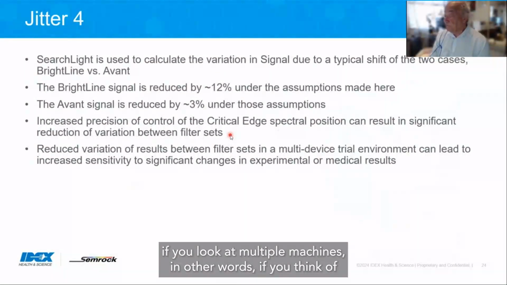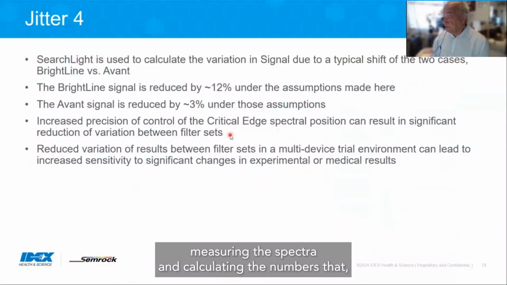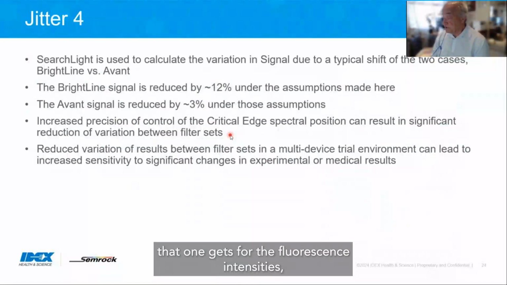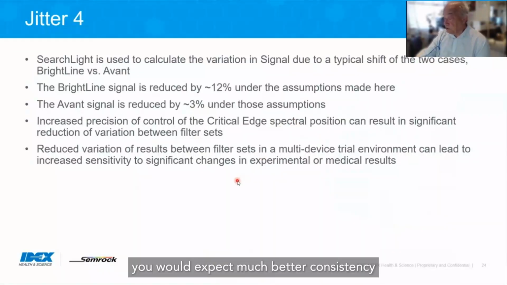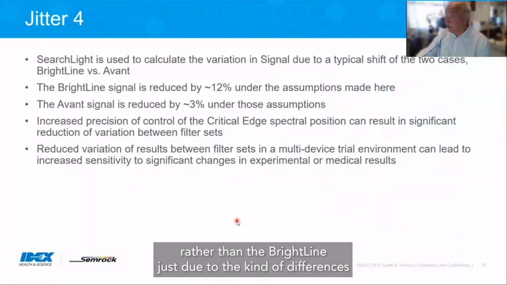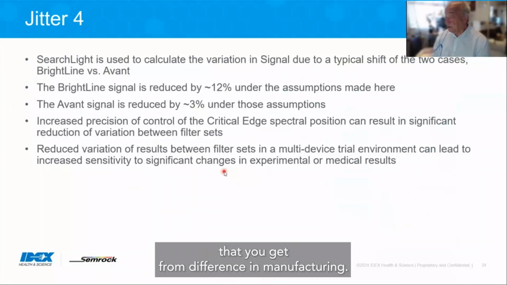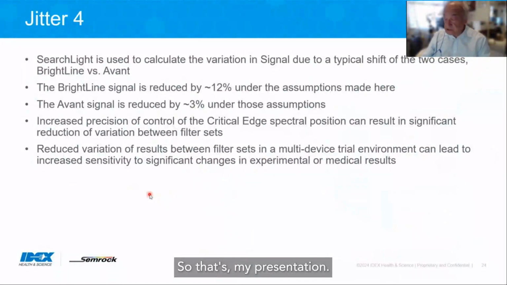In other words, if you think of multiple devices doing the same job, let's say measuring the spectra and calculating the numbers that one gets for the fluorescence intensities, then one can see that you would expect much better consistency if you're using the Avant type filter sets rather than the bright line, just due to the kind of differences that you get from differences in manufacturing. So that's my presentation.